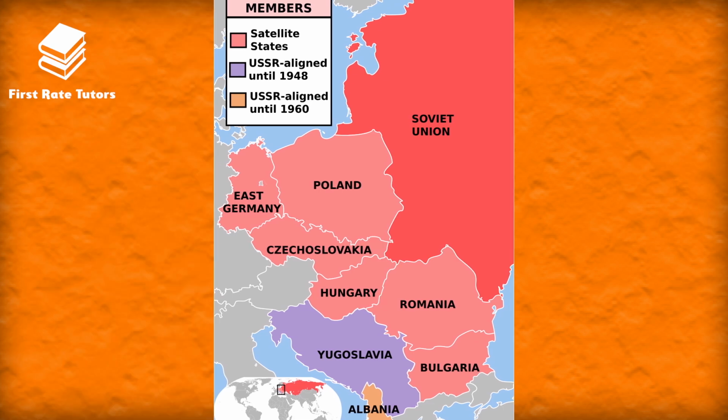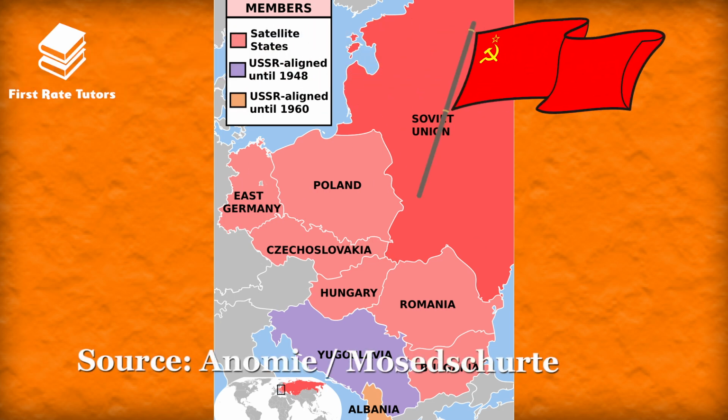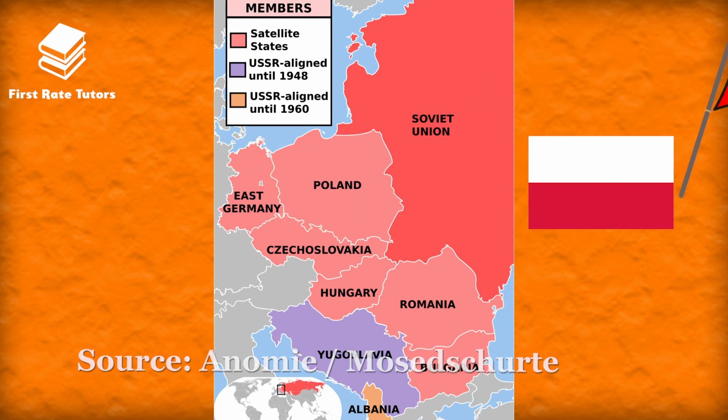These moves allowed tensions in the satellite states to rise to the surface. Not all states had chosen communism, and they saw the changes as a chance to loosen ties with the USSR. In 1956, there was an uprising in Poland. The USSR wanted to intervene, but eventually allowed the new government to follow what was seen as their own version of communism. This, however, encouraged other states to consider revolt.